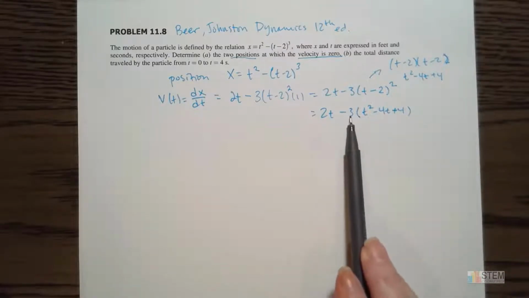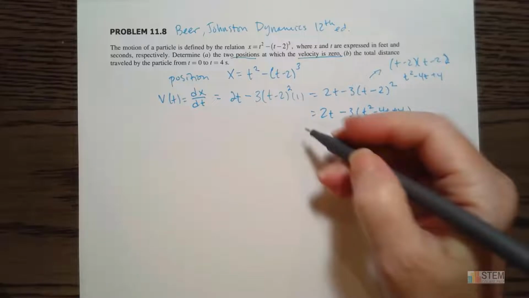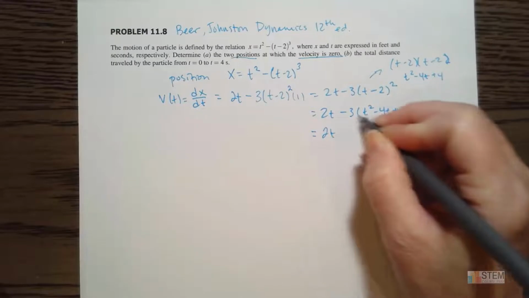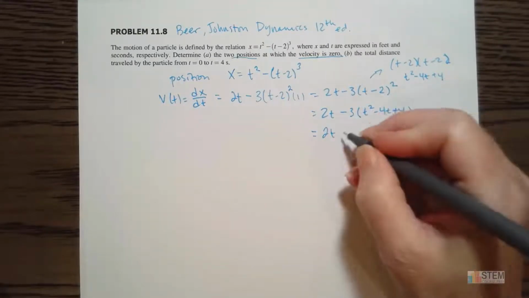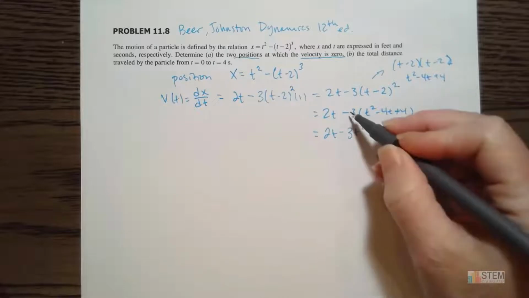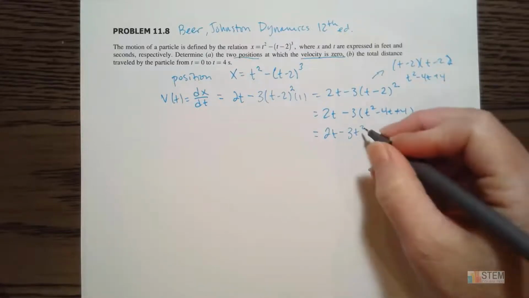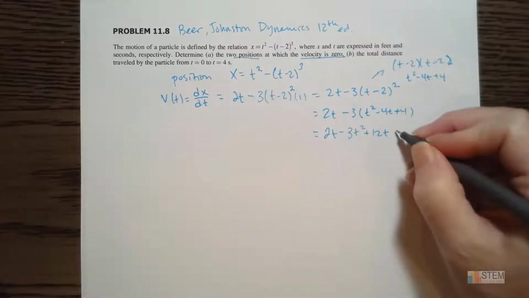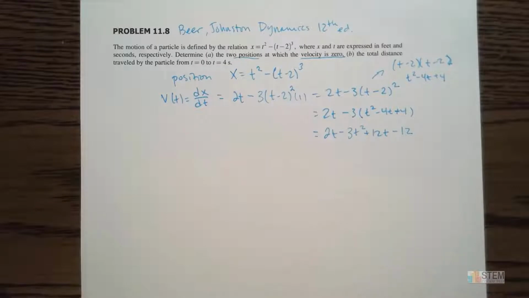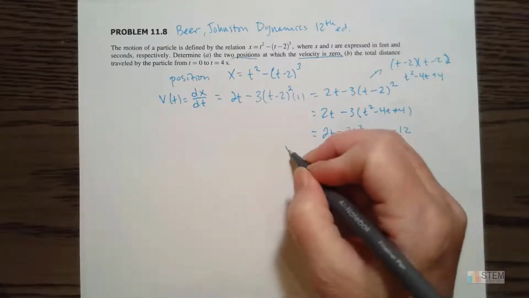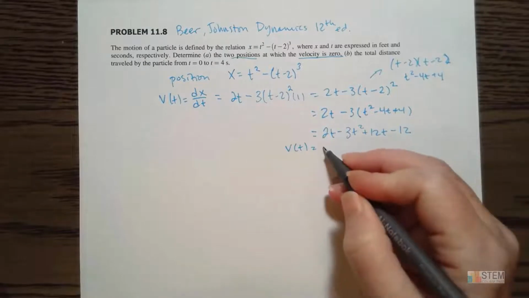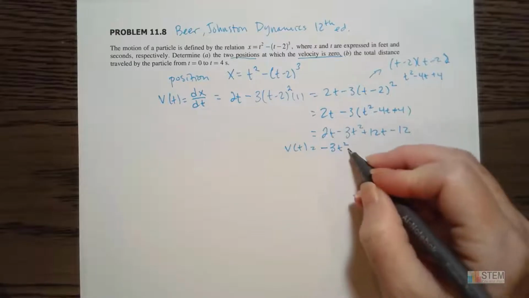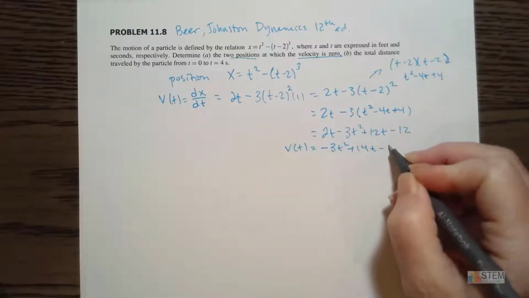Now we're going to multiply through by the 3, and then we'll group up our terms. So let's multiply through by the 3 first. We've got 2t minus 3t squared. We get minus 3 times negative 4t, so that's going to be plus 12t. And then we get minus 3 times positive 4, so minus 12. Then let's group our terms up. We've got negative 3t squared. We've got these two t terms, so we're going to have plus 14t and then minus 12.